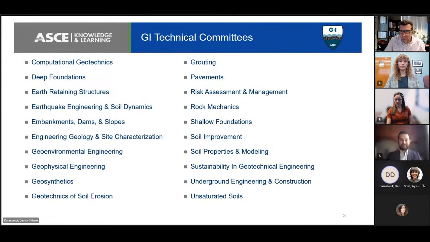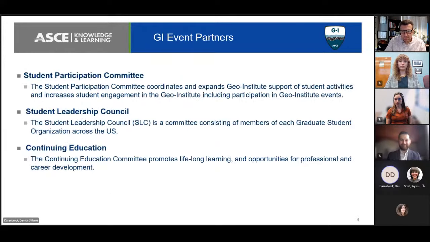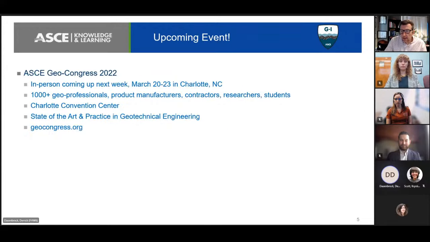As I mentioned, the presentations in this series are going to be related to GI's technical committees. We have 20 of them, ranging from computational geotechnics all the way down to unsaturated soils, as you can see on the list there. Event partners also include the GI's Student Participation Committee, our Student Leadership Council, and our Continuing Education Committee, all committed to overall student participation, leadership, and education.